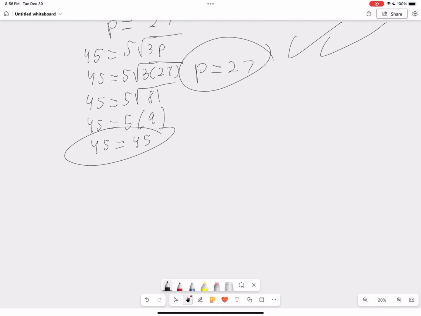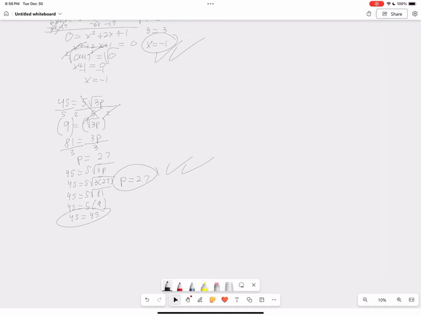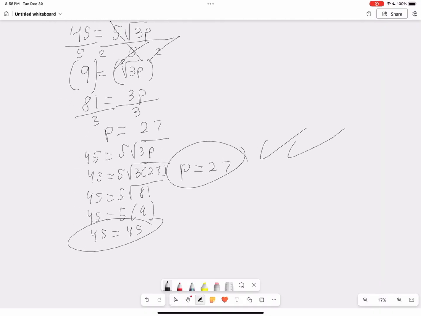And this one is not extraneous, it's only one solution. So make sure you always check your answers with these. And yeah, this is how you solve square root equations in general, whether they be extraneous or non-extraneous. But always check, just in case, when you're squaring, to make sure you have your solutions.